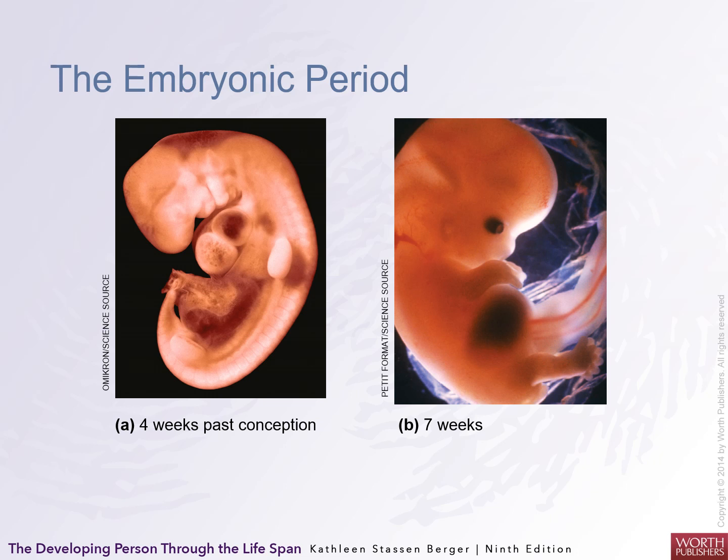Here are some images of the embryonic period, 4 weeks past conception, 7 weeks past conception. Interestingly enough, if one were to look at other organisms, including any animal with a spinal cord, you would notice some very similar things, that they pretty much look the same.